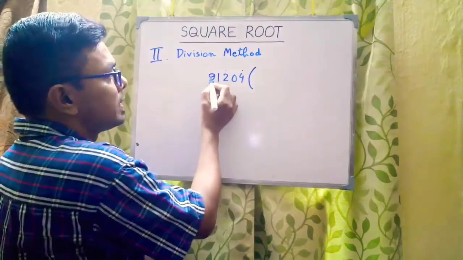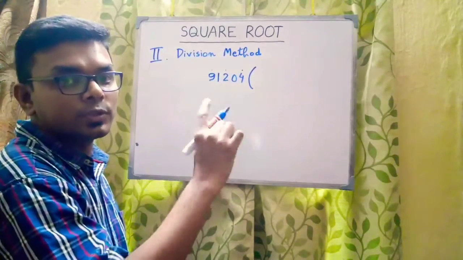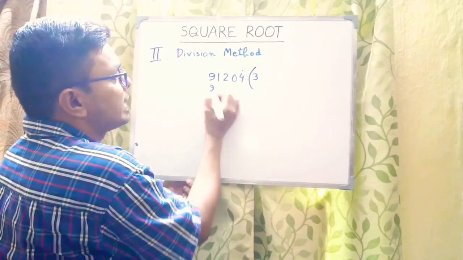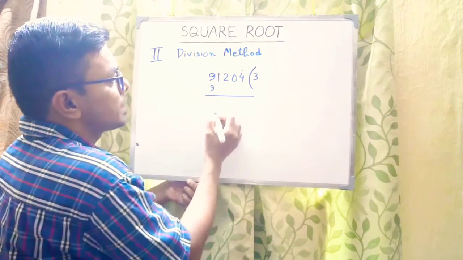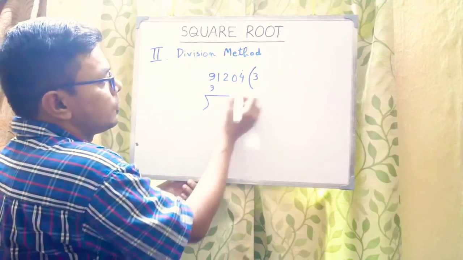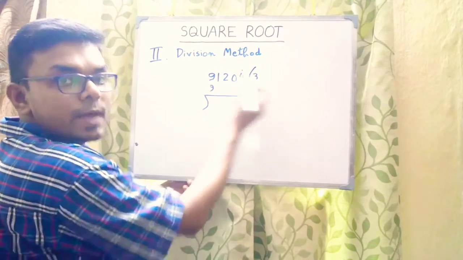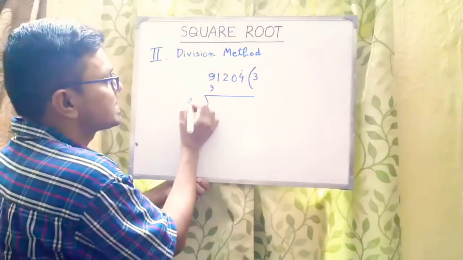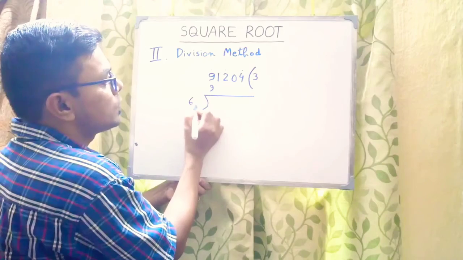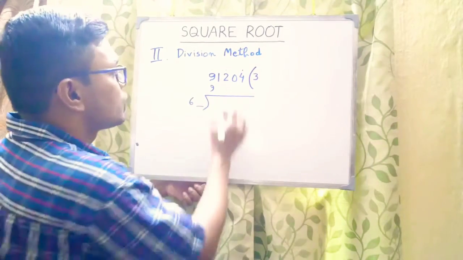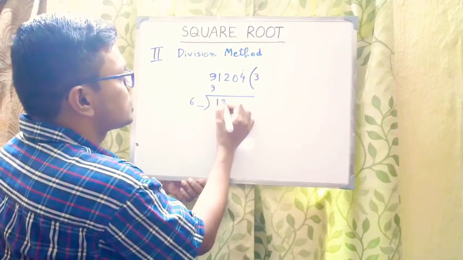Now 9 is a perfect square because 3 square is 9. So 3 square is 9. So this is the first part, and we write 3 into 2. Every time we have to do twice of whatever we get here. So 3 into 2, that is 6, keeping in mind that we have to leave a space for another digit over here. Okay, so we bring down 12.